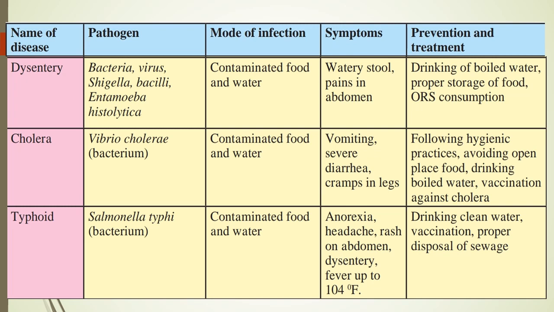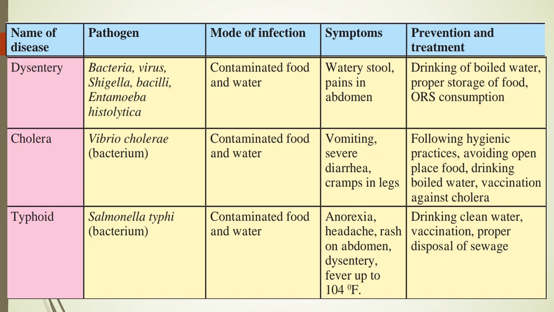Next we have dysentery. Pathogen: bacteria, virus, Shigella bacilli, Entamoeba histolytica. Mode of infection: contaminated food and water. Symptoms: watery stool, pains in the abdomen. Prevention and treatment: drinking boiled water, proper storage of food, ORS consumption. ORS means oral rehydration salts. It is a liquid, so we have to drink it to treat or prevent dysentery.